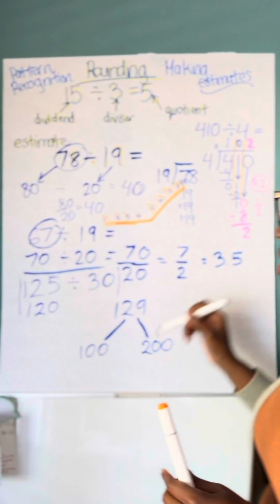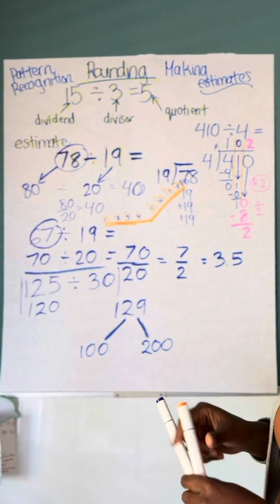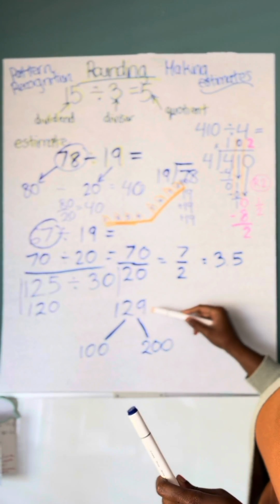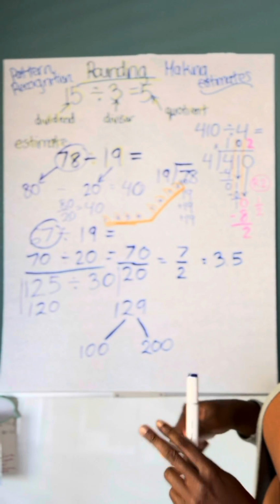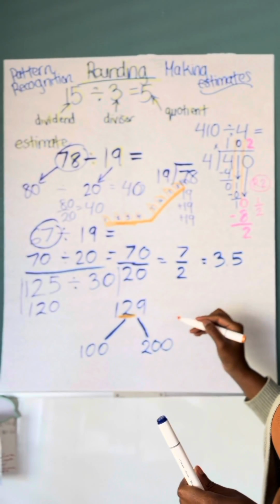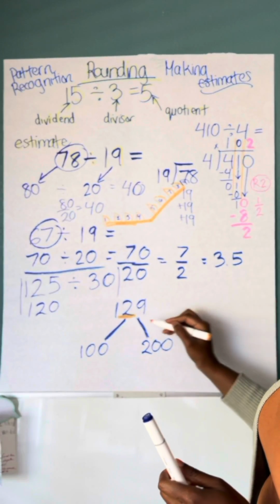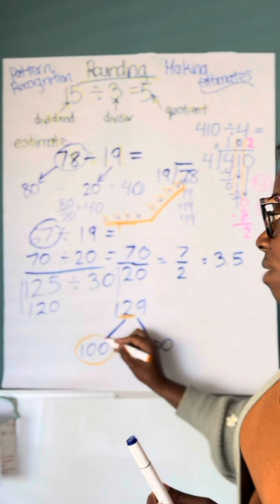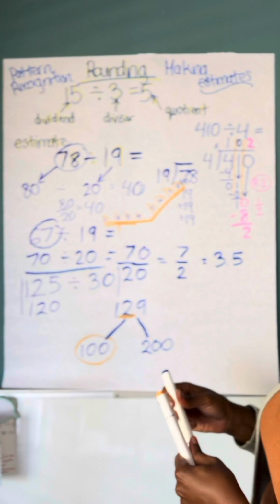Now, we're down here, rounding to the nearest 100. When we're looking at the hundreds place, we have to look at the tens place. Is this a number we round up or round down? Well, we round down because it's a 2. So we're rounding down to 100.